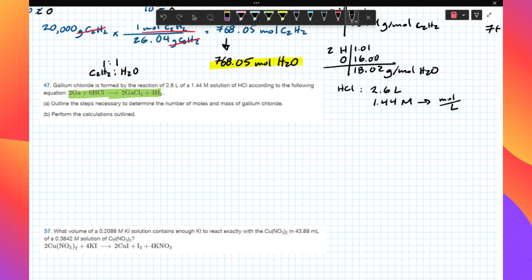Determine the number of moles and mass of gallium chloride. So all we're given is a balanced equation and a volume and a molarity of the reactants, and we need to figure out the products. Okay. So we're given reactants, we need to find products. So let's start with figuring out, we're given a 6:2 ratio here. So 6 moles of hydrogen chloride per 2 moles of gallium chloride. That might simplify things for us a little bit.